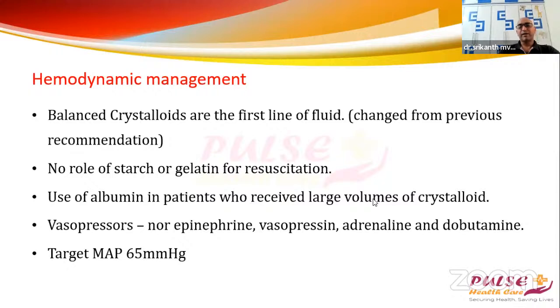This is a change from the previous guideline, where they suggested either balanced crystalloid solutions or saline for initial resuscitation. They had also suggested gelatin in the previous guidelines, but these guidelines suggest no role for starch or gelatin, as they have a harmful effect on the kidneys as well as on hemostasis. Now, albumin can be given, not as an initial fluid, but in patients who have received large volumes of crystalloid, because it stays in the intravascular space for a longer period of time.